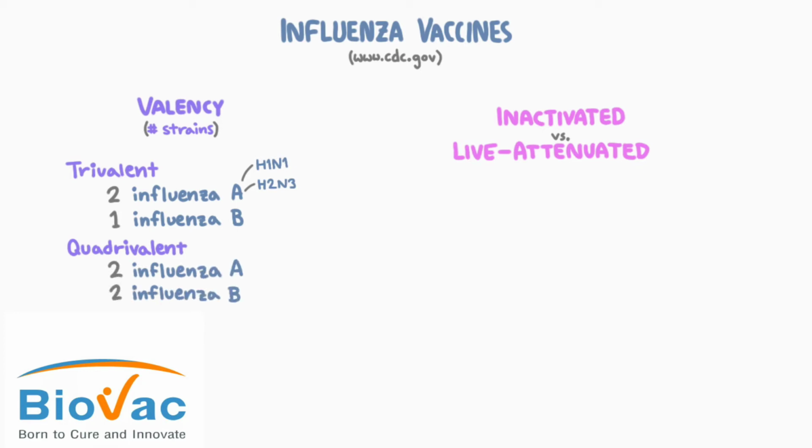Meanwhile, the quadrivalent vaccines contain components from 2 influenza A and 2 influenza B viruses. And then as far as inactivated versus live attenuated, let's talk about how each type is made. Inactivated influenza vaccines are developed by first growing the influenza virus in embryonated chicken eggs, then concentrating the virions, and then chemically inactivating them by disrupting the envelope with detergents, and then finally partially purifying the hemagglutinin and neuraminidase protein. And the end result is given as an injection.